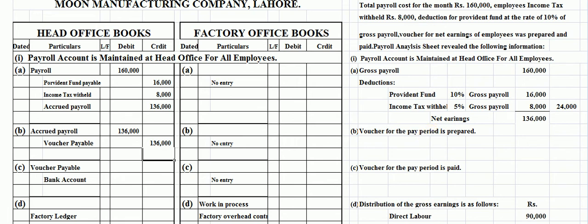Now, in part C, voucher for the pay period is paid. Now, in the book of head office, voucher payable is debited 1,36,000 rupees, and the bank account is credited, because the payment is made to all the employees.